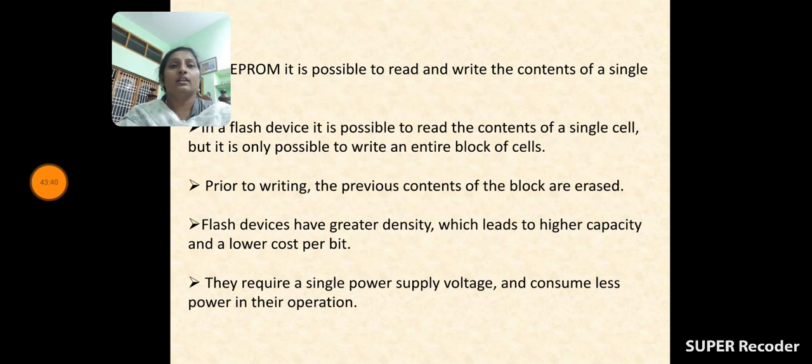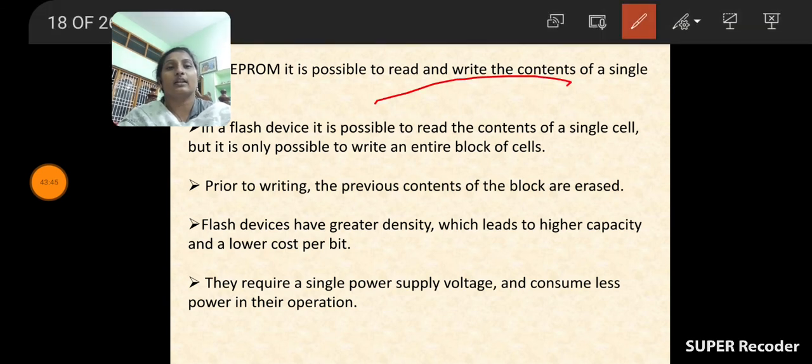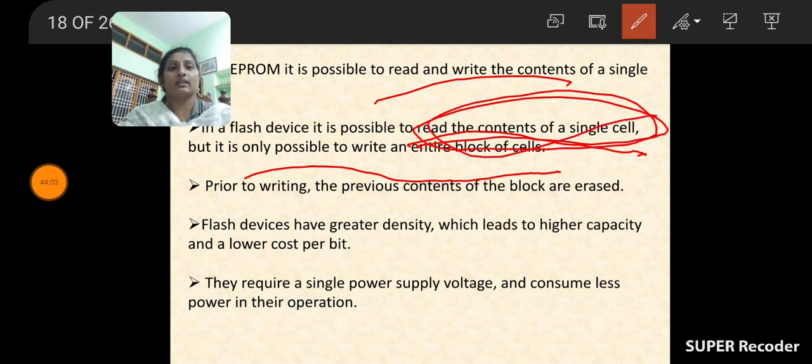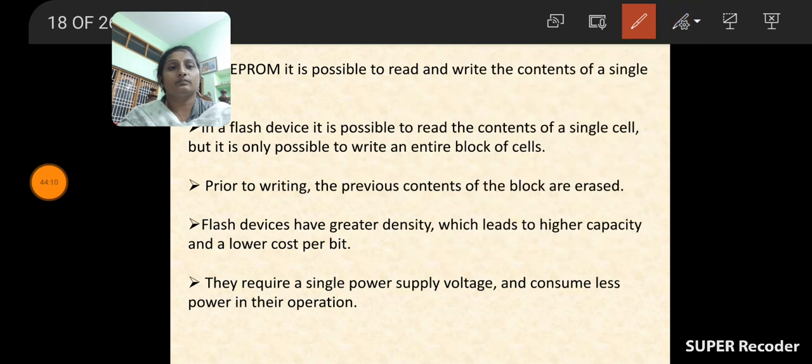And see here, in EEPROM, it is possible to read the data as well as write the data. In a flash device, it is possible to read the contents of a single cell, but it is only possible to write the entire block of cells. In flash, there is a possibility of entering the data into all cells, but we read the data only from a single cell. So prior to the writing, the previous contents of the blocks will be erased.